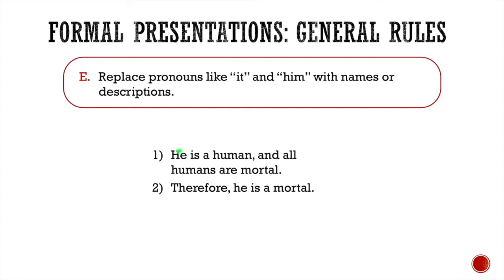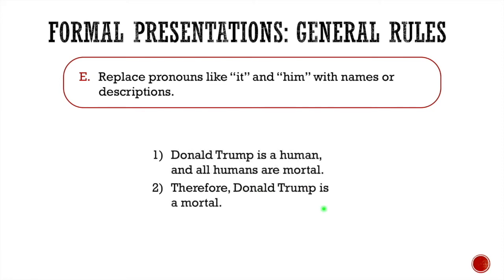So it's better to replace that with the actual person we're talking about. So in this case, Donald Trump. So let's put the name Donald Trump in both of these cases so that it's clear not only that this premise is talking about Donald Trump, but also that the conclusion is talking about Donald Trump. So here we go. Donald Trump. So now it says Donald Trump is a human and all humans are mortal, therefore Donald Trump is immortal.